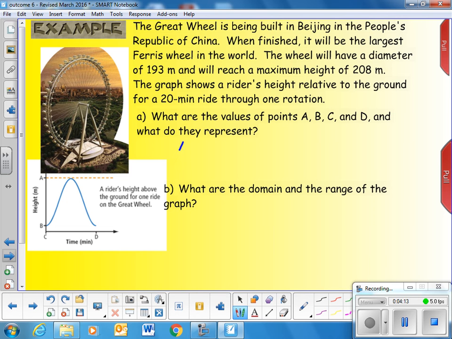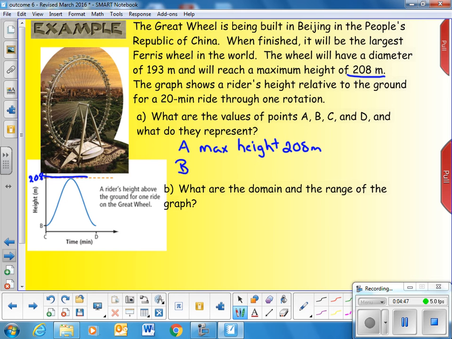So let's look at each of these. Point A is up here. So point A would represent the maximum height. We need to be able to know what that maximum height would be. Well, that maximum height tells us in our word problem that they'll reach a maximum height of 208 meters. And I could write it on my graph over here.